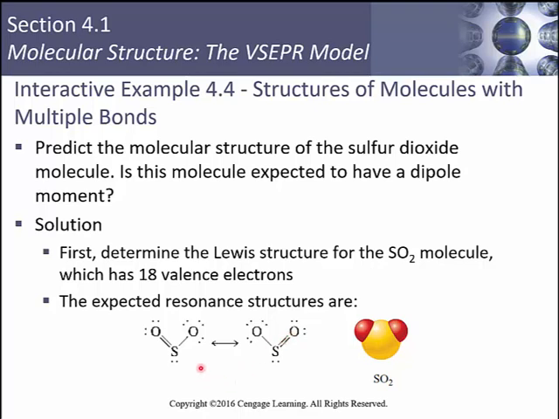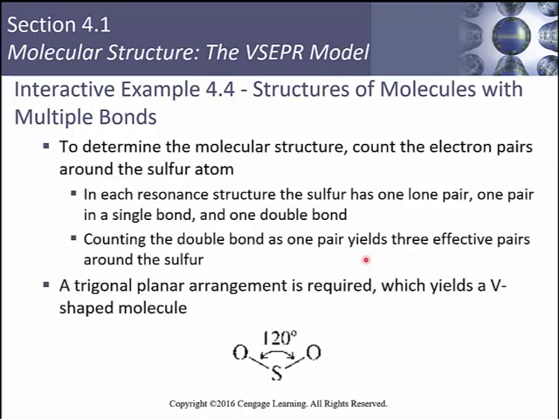In our VSEPR model, does it matter whether you've got a double bond or a single bond? No. All it matters is the number of things around that central atom. Here we've got 3 things around that central atom, so our electron domain geometry is going to be trigonal planar. To determine the molecular structure, we'll count the electron pairs around the sulfur atom. In each of those resonance structures, you've got 1 lone pair, 1 pair in a single bond, and 1 pair in a double bond. You count the double bond as 1 pair. It's going to give you 3 things around that sulfur. You get a trigonal planar arrangement for your electron domains, and it's going to yield a bent or V-shaped molecule when you talk about the molecular geometry.